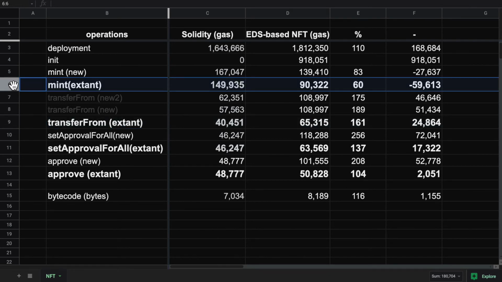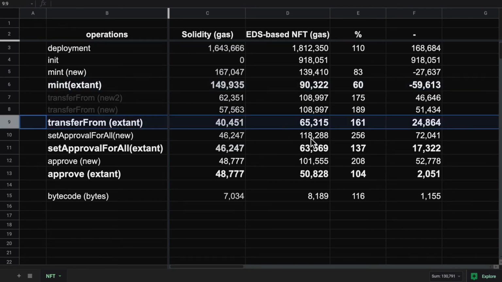Minting now costs less on the EDS NFT. 90,322 gas units compared to 149,935, so 60% of the cost. Base transfers cost 65,315 compared to 40,451 on the Solidity implementation, so 161% of the reference cost.